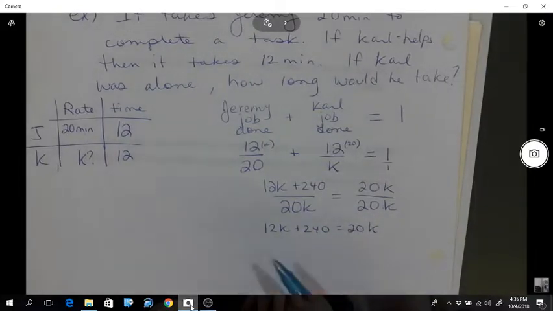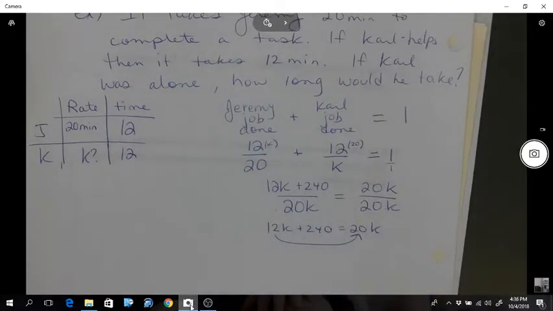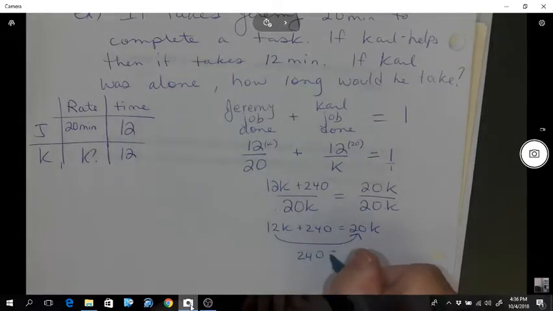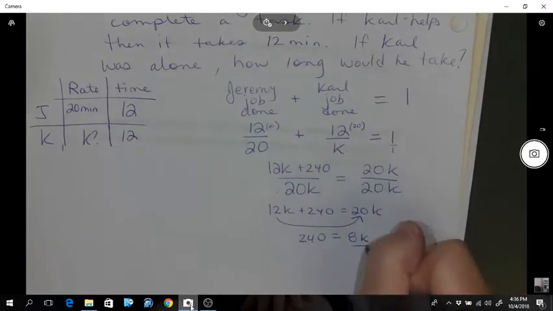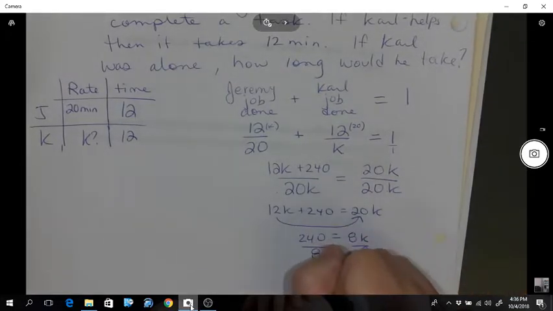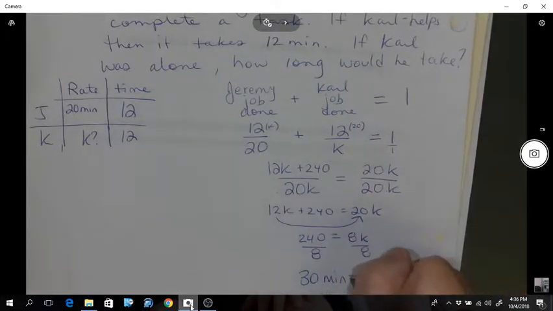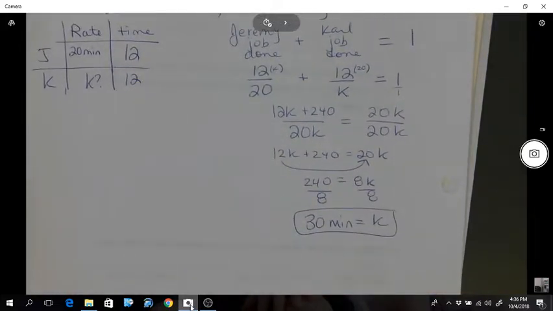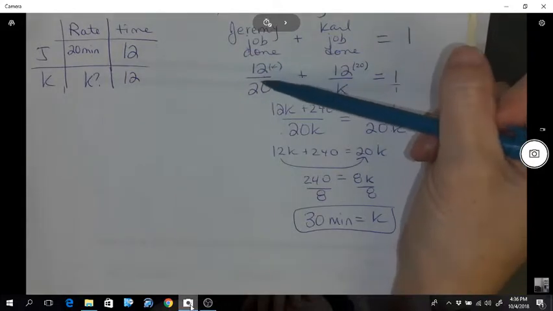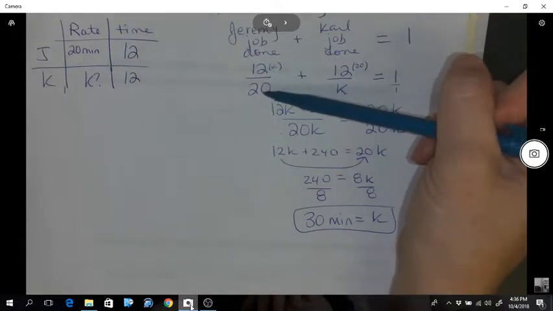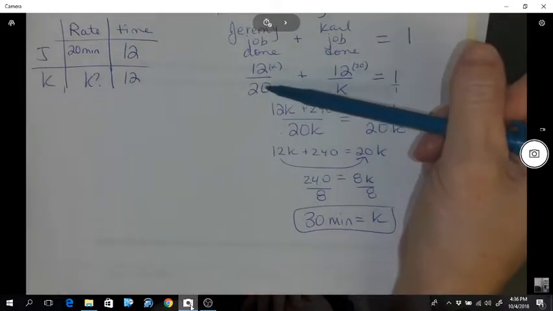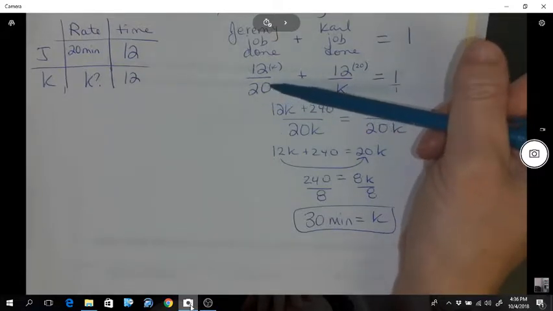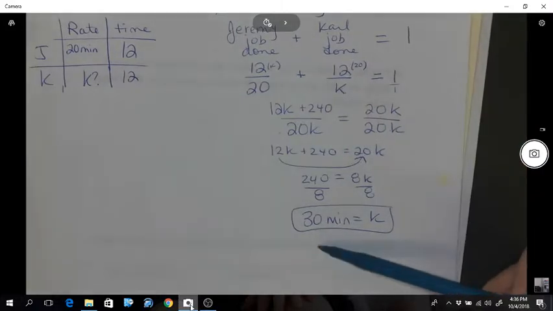Okay, now algebraically I need to get the k over there. So this becomes 8k on that side, and then divide by 8. So 30 minutes is Carl's rate. And that makes sense to me because if Jeremy does 12/20ths of the job, he is doing over half of the job. So if he's doing more than half, he's faster. So Carl is slower.